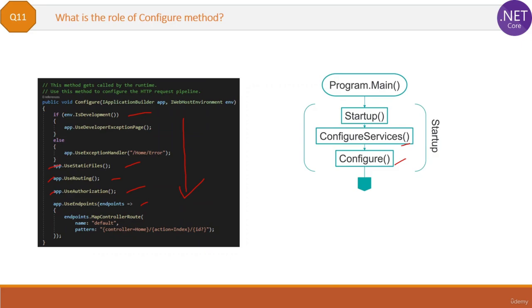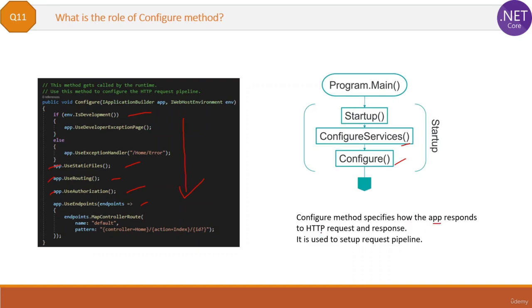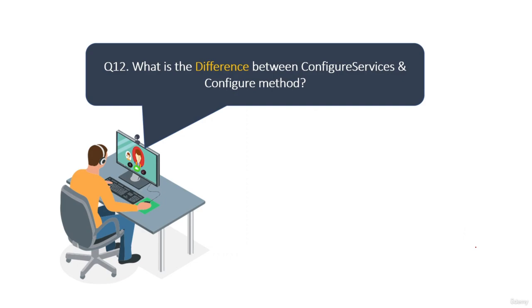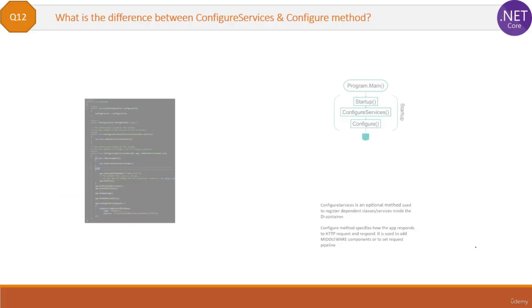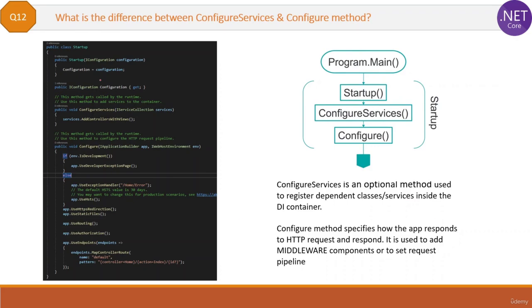The configure method specifies how the app responds to HTTP request and response. It is used to set up the request pipeline. Now I hope you understand the difference between configure services and configure method. But that can be a different question also. So what is the difference between configure services and configure method? Here in the diagram we have both these methods, configure services and configure. The difference is that configure services is an optional method used to register dependent classes inside the DI container. So if you know what dependency injection is, you know the use of the configure services method.